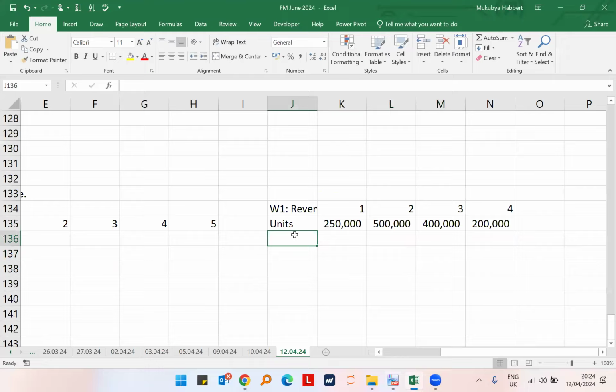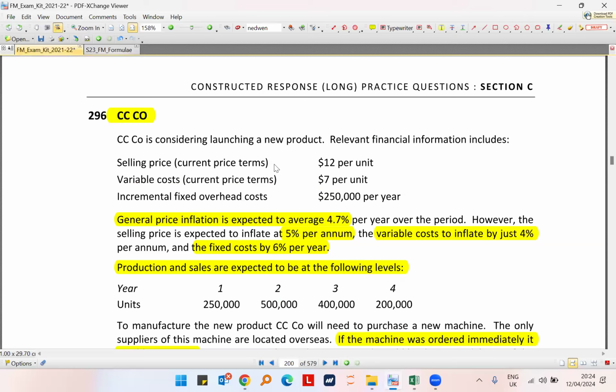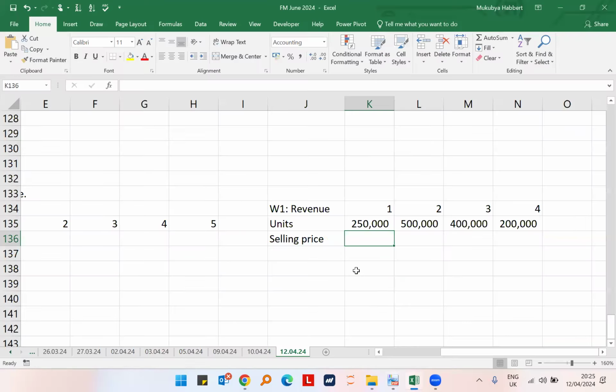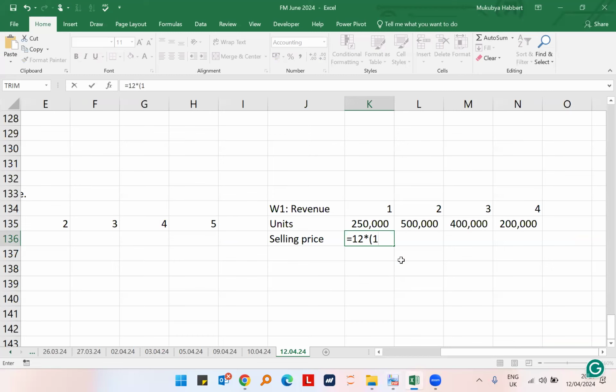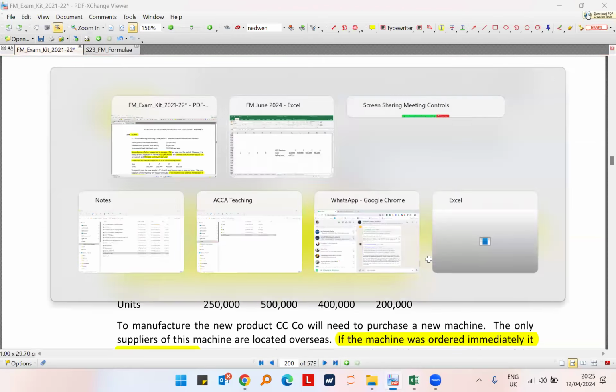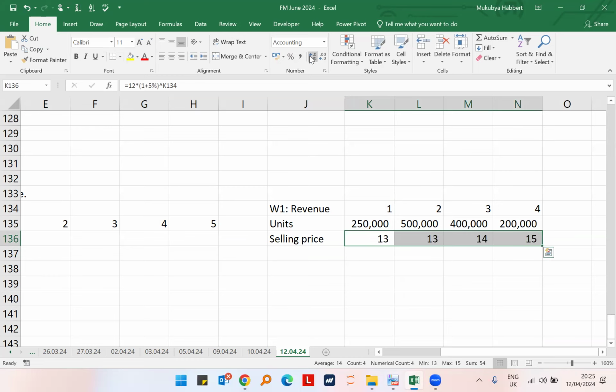Now, we have selling price. They have told us that selling price is in current price terms. So we are going to have to inflate it. And the inflation for the selling price is going to be 5% per annum, which means that I'm going to have 12 as the selling price, multiplied by 1 plus 5%, power 1. So that is the one for the first year, then the others. So I can just make them 2 decimal places.